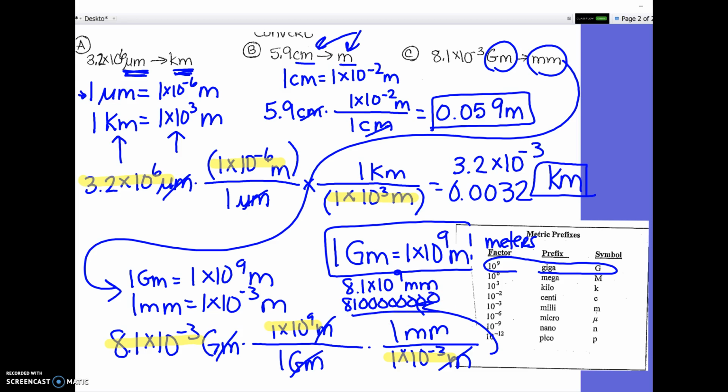There is a button on your calculator that'll do that, but if you don't know where that is, you can see me Monday morning. I can show you. But you really should take really big and really small numbers. If your calculator doesn't put them in scientific notation, you really should.